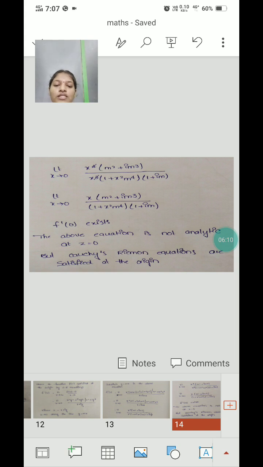The above function is not analytic at z is equal to 0, but Cauchy-Riemann equations are satisfied at the origin.